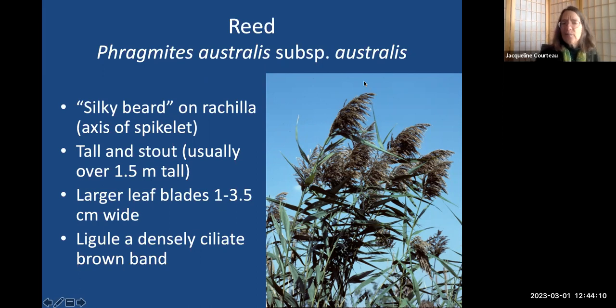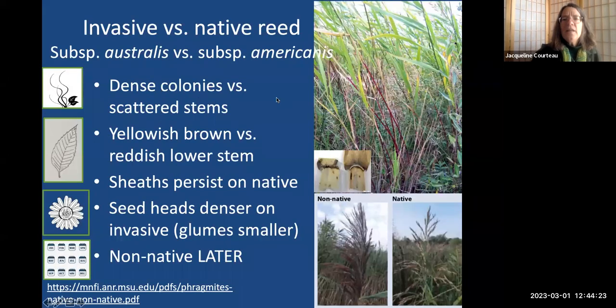These are tall and stout plants, usually over 1.5 meters tall, with big old wide leaf blades. And the ligule, I'll show you on the next slide, has a densely ciliate brown band. So like I said, we do have a native subspecies, americanus. A key difference in form is that the invasive tends to form dense colonies versus these scattered stems of the native. The invasive has yellowish brown stems versus look at these distinctive reddish lower stems on the native.